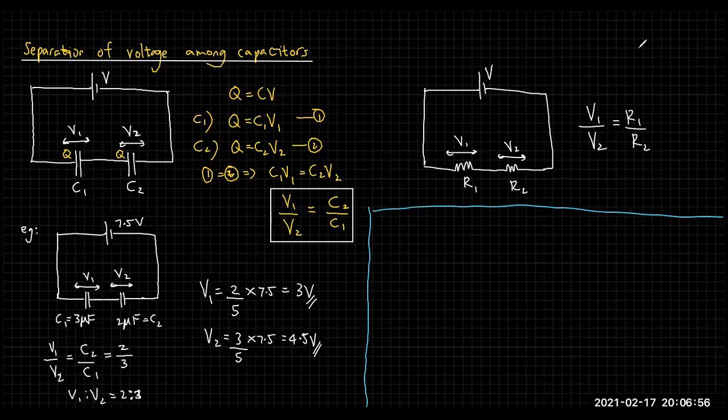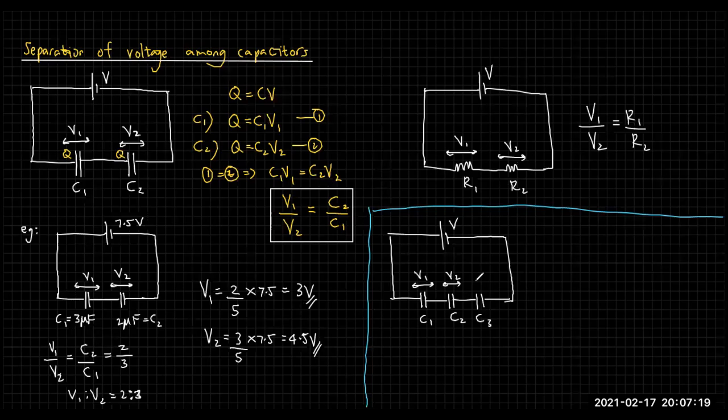Let me quickly consider a circuit where 3 capacitors are put in series, and then there is a battery like this. This is V, the total voltage, I mean the voltage of the battery, and the capacitances are C1, C2, C3. Our concern is what are the voltages across each of these capacitors: V1, V2, V3. The charge is going to be the same, Q, Q, Q. The same charge is going to be stored.